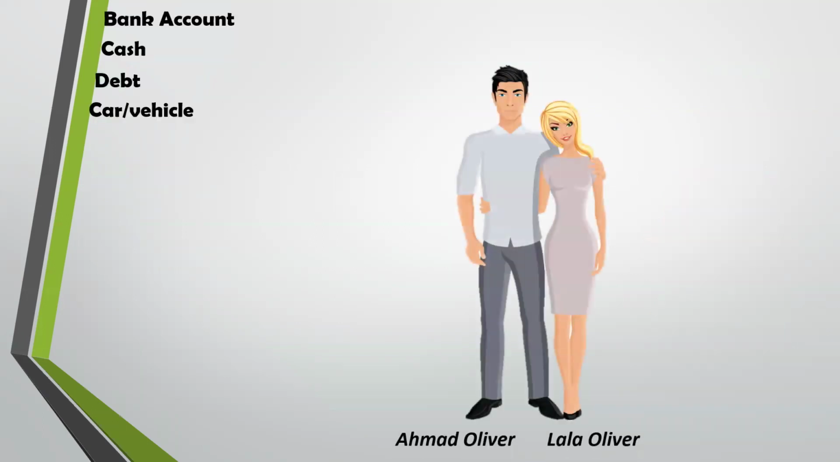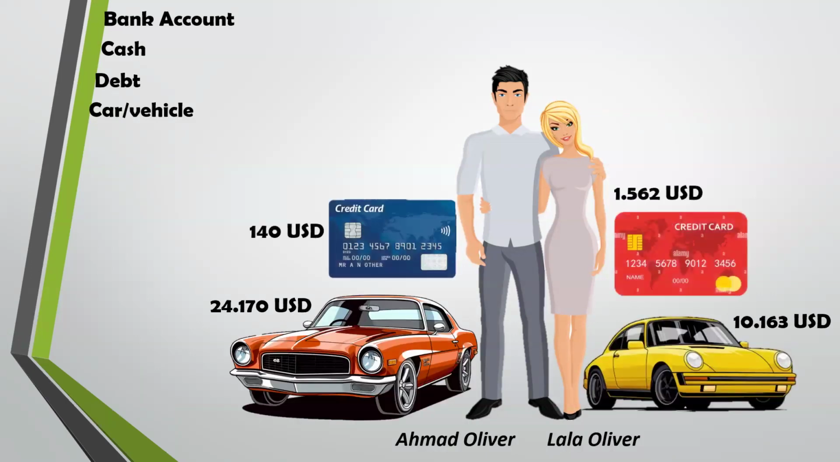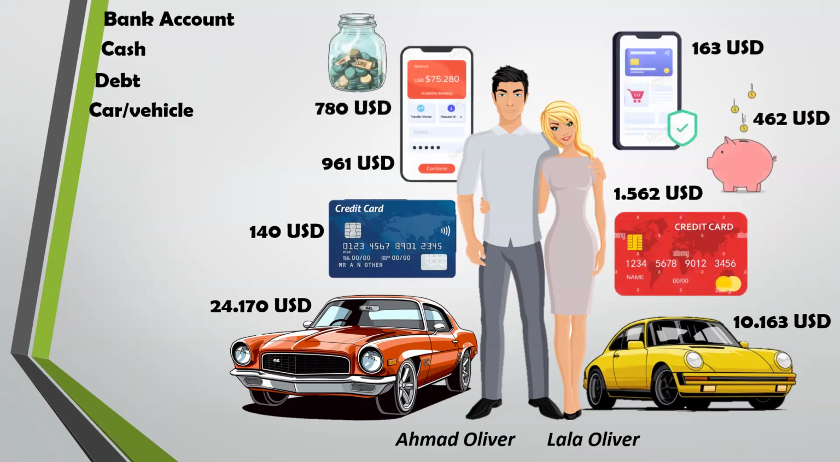Let's put aside those complicated book sentences and try to understand it in simple terms. Ahmed and Lala have been married for a long time. If we consider them separately, they each have their own stuff as assets, just like they have their own salaries and expenses. For example, both have cars, credit cards with outstanding balance, bank accounts, and a little cash.